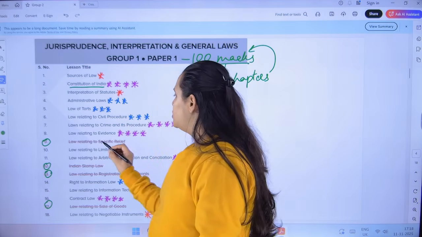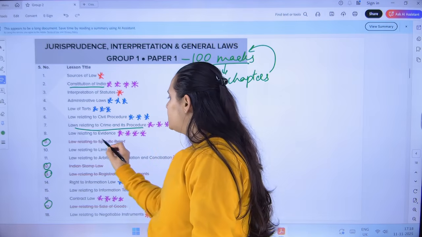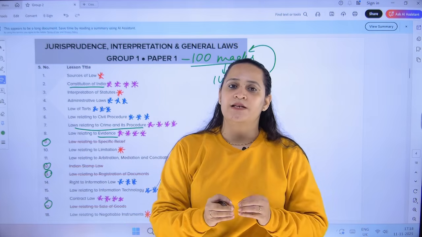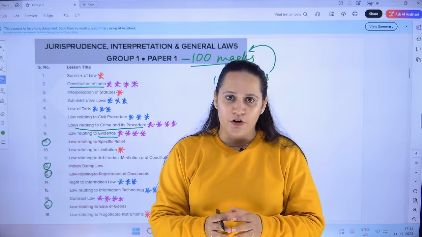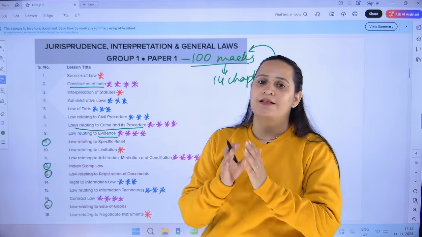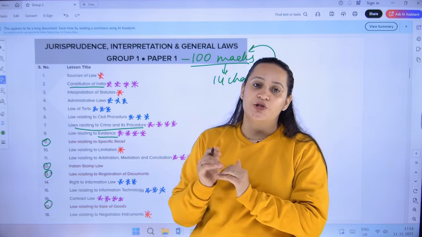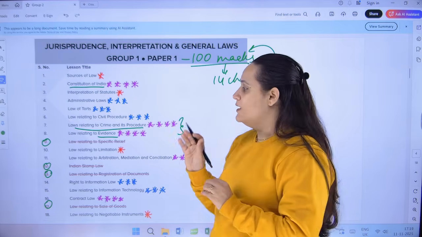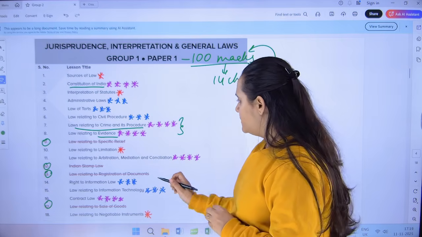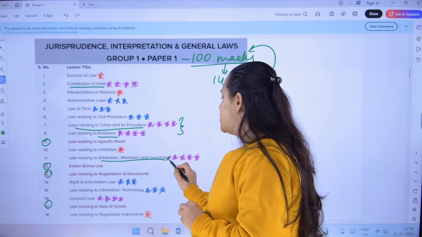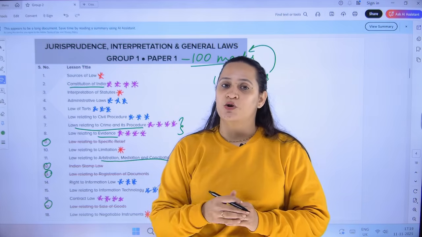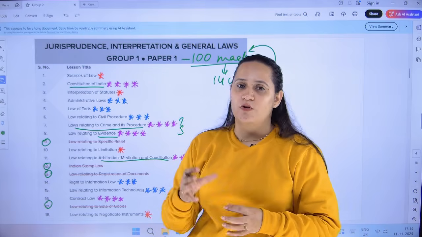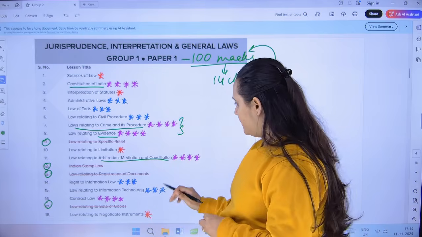Then next important chapters are law relating to crime and its procedure and law relating to evidence, because recently the BNS, BNSS and BSA have been introduced. So there is a high probability that these are the chapters that the institute is going to focus on. So you have to prepare well for these chapters. Then you have law relating to arbitration, mediation and conciliation. It is the growing industry, that is the ADR mechanisms. So institute also is going to lay emphasis on this particular chapter.